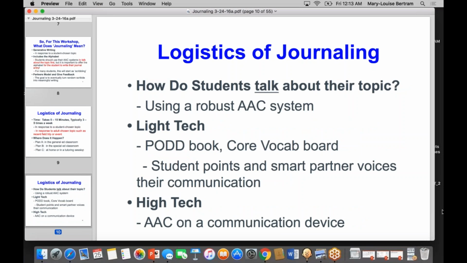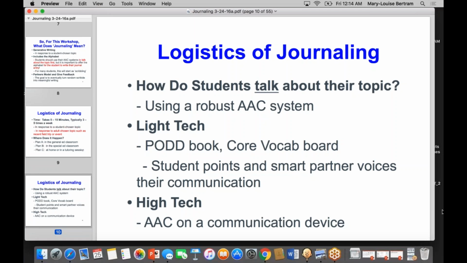So more about the logistics. Our students talk about their topic. So if we've had the snake man come to visit and we've all had a look at the pythons and the frogs and the lizards, how are you going to talk about it? So you have to have a robust AAC system. The children have to have a robust AAC system for them to use, and the adults have to have robust AAC systems for them to model and for them to use in the classroom.